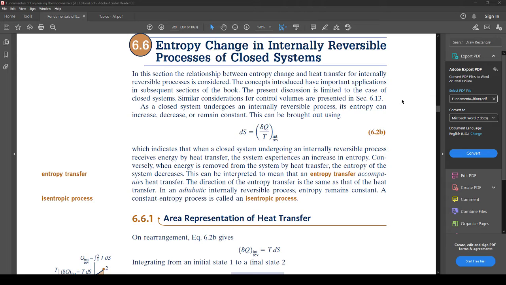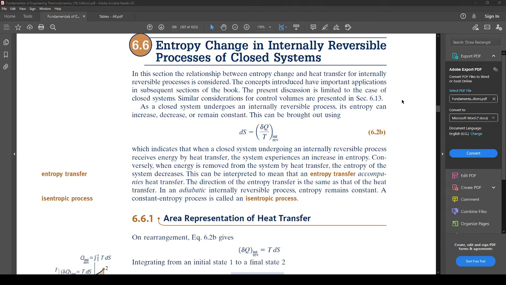It says, in this section, the relationship between entropy change and heat transfer for internally reversible processes is considered. The concepts introduced have important applications in subsequent sections of the book. They really do. Big section, guys. The present discussion is limited to the case of closed systems. Similar considerations for control volumes are presented later in 6.1.3. That's the big section, 6.1.3.